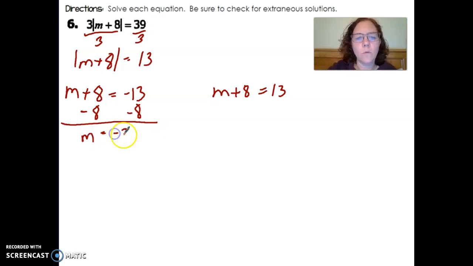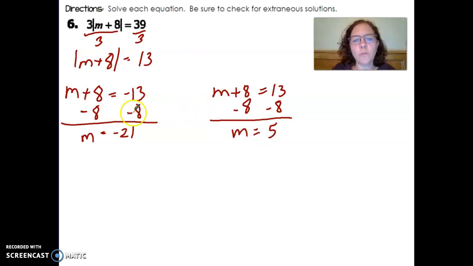I get m equals negative 21. That's one possibility. And I'll subtract 8 from both sides on this one. I get m equals 5. So you'll notice that I got a negative answer right here. That's okay. I'm not saying that it's an error if you get a negative number here. What I'm saying is if the absolute value is equal to a negative number, that's a problem. It doesn't mean that the things inside the absolute value cannot be negative.